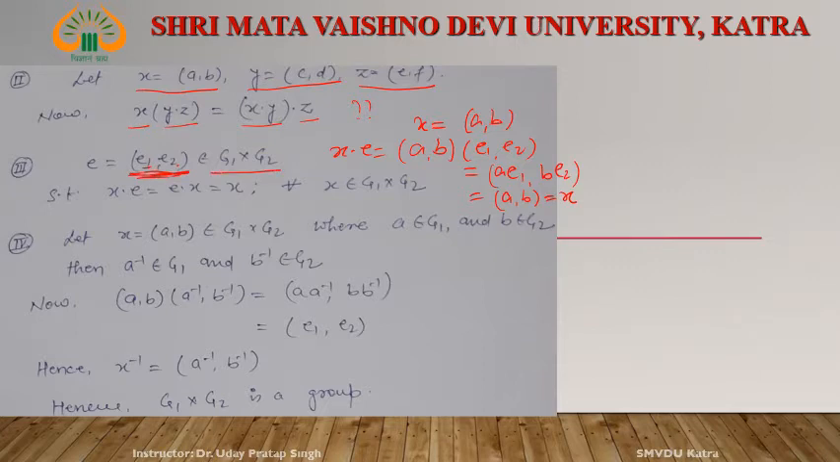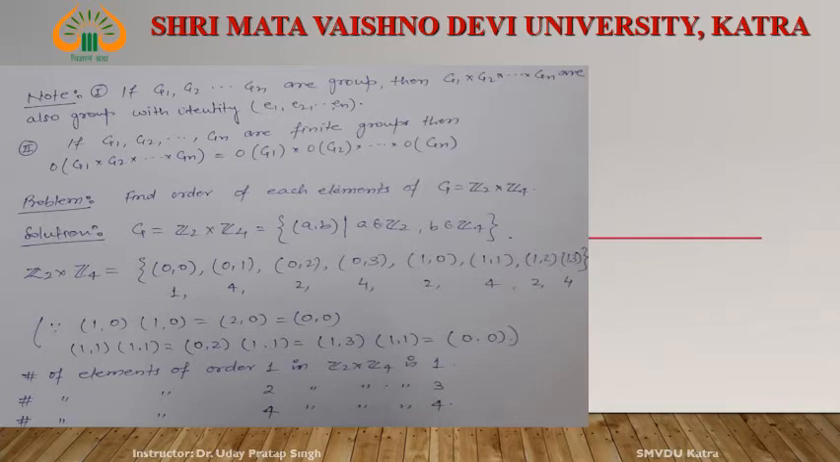Similarly, for the inverse, let X equal (A, B) belong to G1 cross G2. Then A inverse belongs to G1 and B inverse belongs to G2. Then (A, B)(A inverse, B inverse) is (A A inverse, B B inverse). This is (E1, E2), right? The inverse of X is (A inverse, B inverse), right? Then from the above four properties, we can say that G1 cross G2 is a group, right? This is a group.